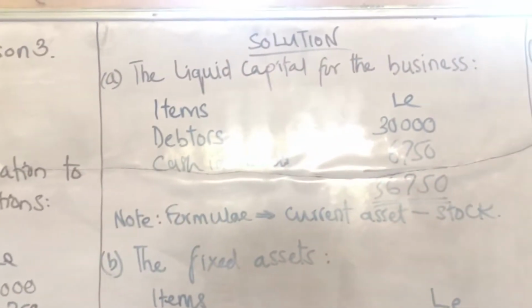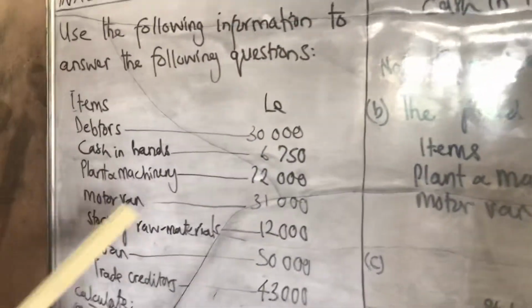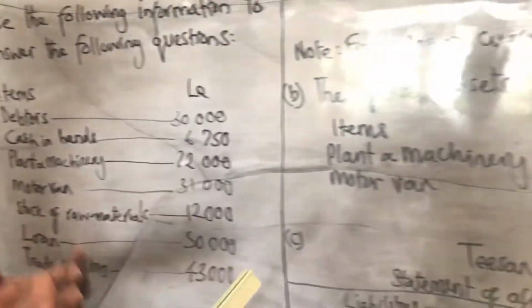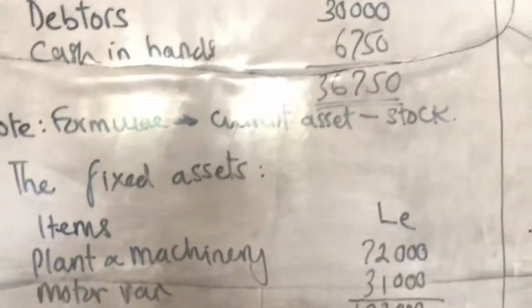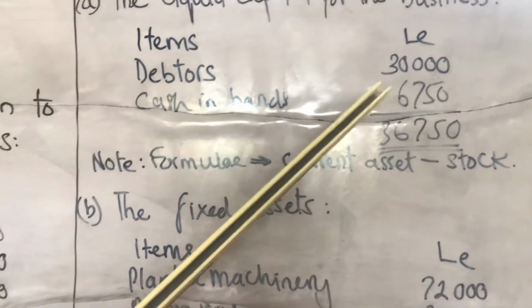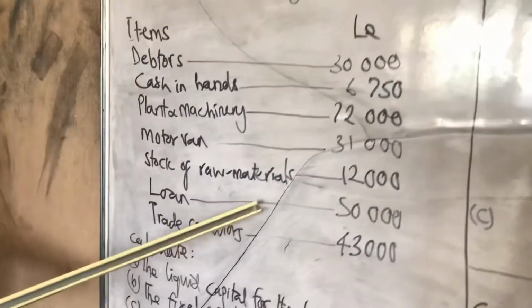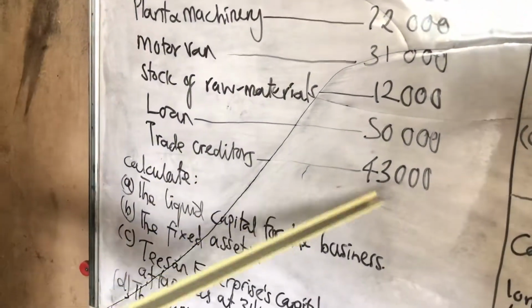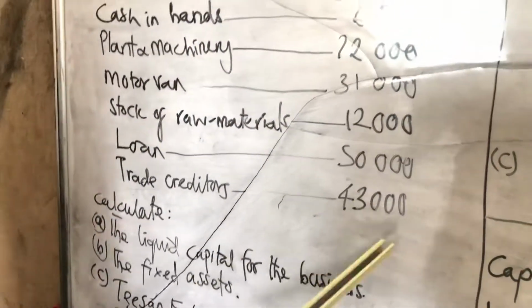Motor van, same. Stock of raw material, yes, it's current asset, but we said liquid, that is readily available for cash. So stock is resources. They are raw materials, so they are not cash. They are not readily available for cash. That is why you don't have stock included here. While loan is a liability in the form of long-term liability, while trade creditor is a current liability, goods bought from supplier on credit.